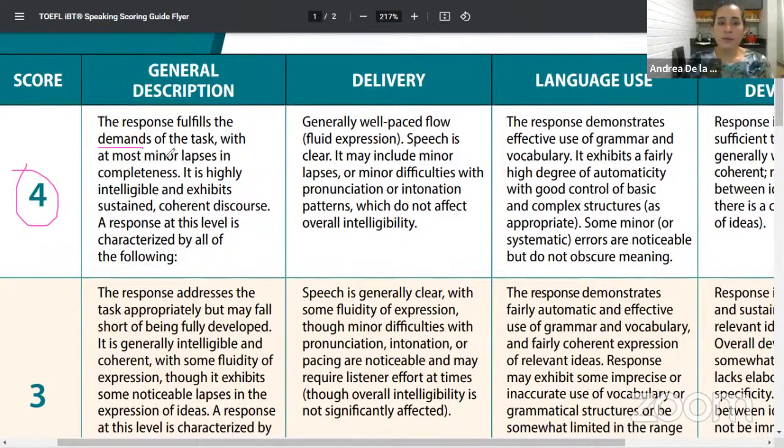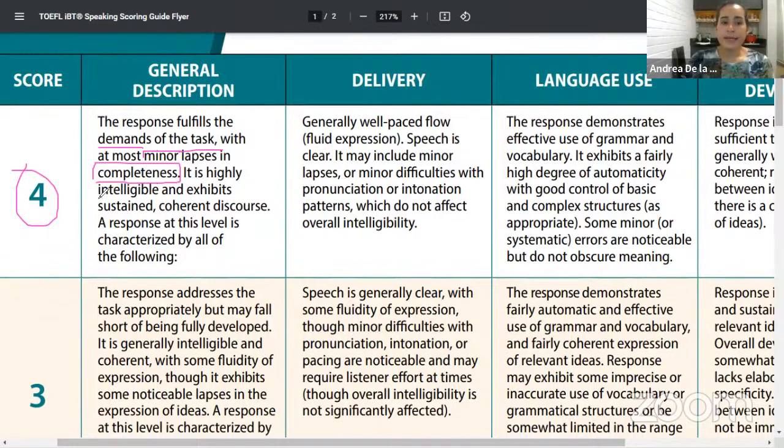Then they say with at most minor lapses in completeness. That means that your answer should be complete. Like it could have some minor lapses. So there could be maybe some missing information, but it has to be minor, right? In general, your response should be complete. And in order to be complete, it needs to have enough details, enough support, enough ideas. It needs to be well developed, basically, right?